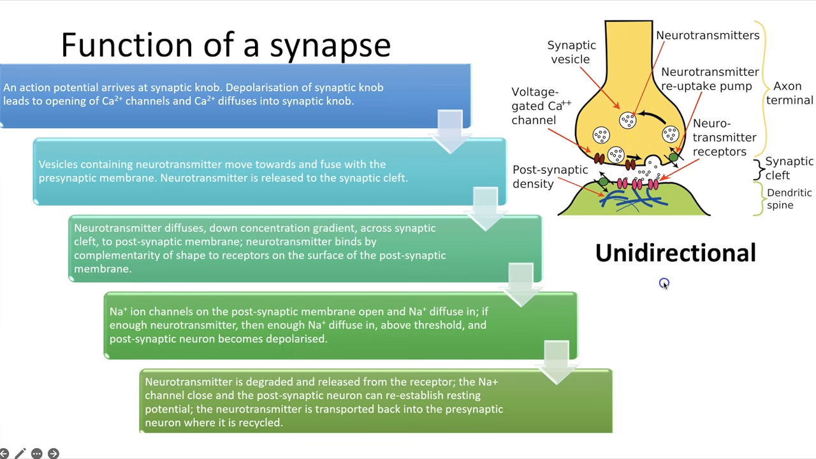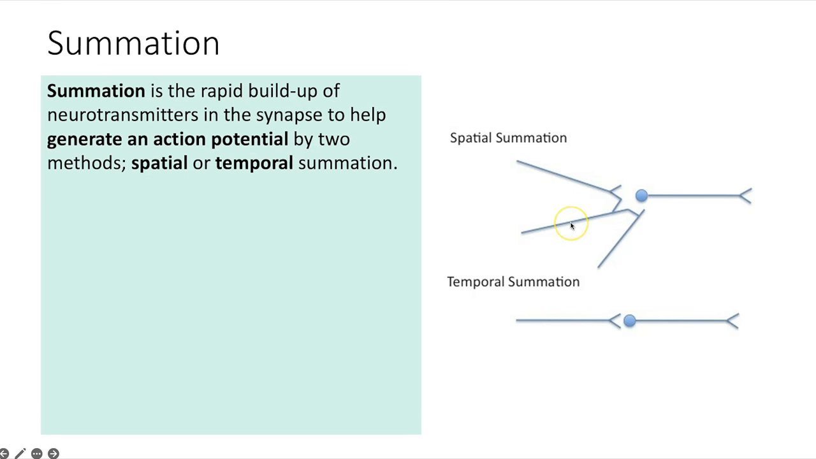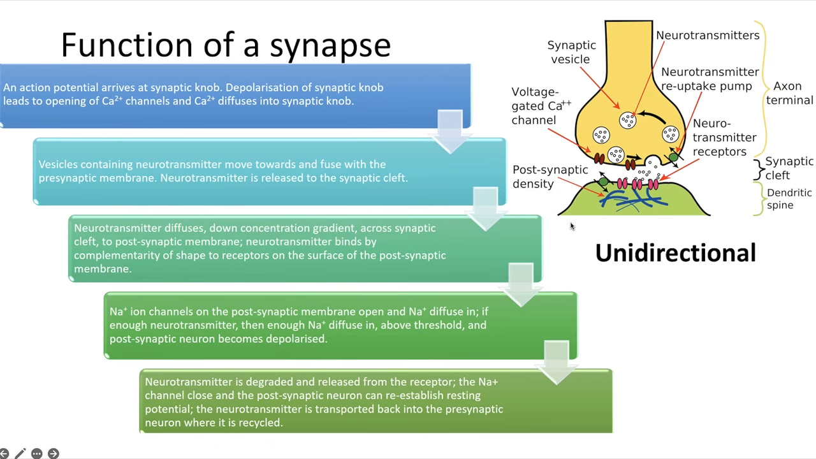So this response is unidirectional. It's unidirectional for a few reasons. First of all, you only have the vesicle containing the neurotransmitter in the presynaptic neuron. You only have the receptors that the neurotransmitter binds to on the postsynaptic neuron, and the neurotransmitter diffuses across because of the concentration gradient.